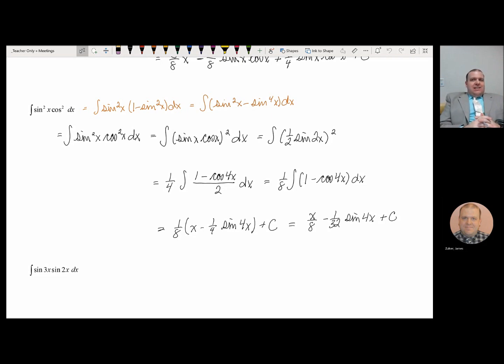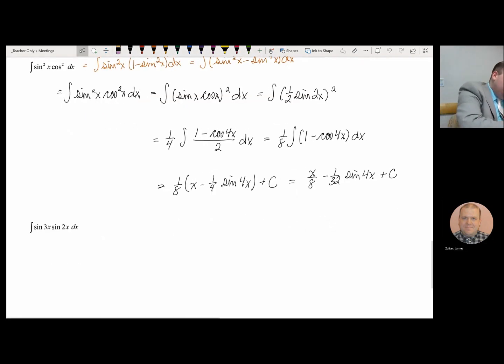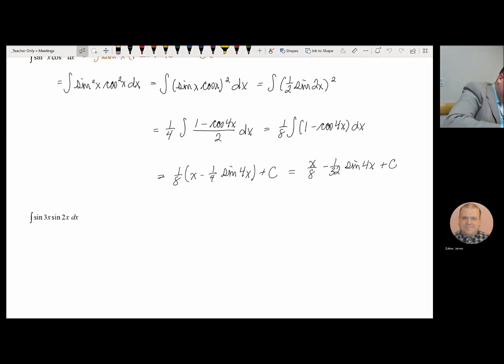Well, there are what's known as the product to sum identities. For some reason, I don't think these identities are actually on the handout. I think they have the sum to product, but not product to sum. You can derive the product to sum from the sum to products. I'm just going to write out the one I'm using.